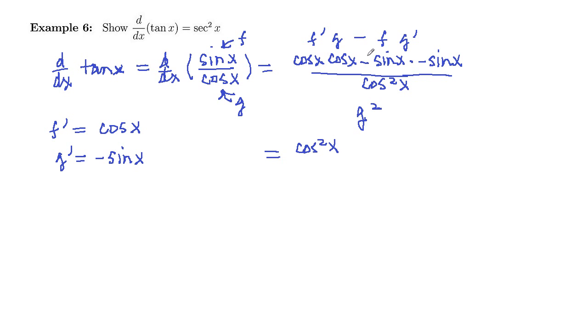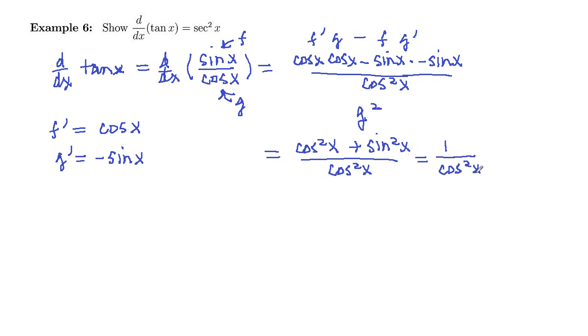And then we've got minus sine times negative sine. So that double negative is going to give us a positive sine squared x over our cosine squared here. And cosine squared plus sine squared is 1. So this is 1 over cosine squared x.